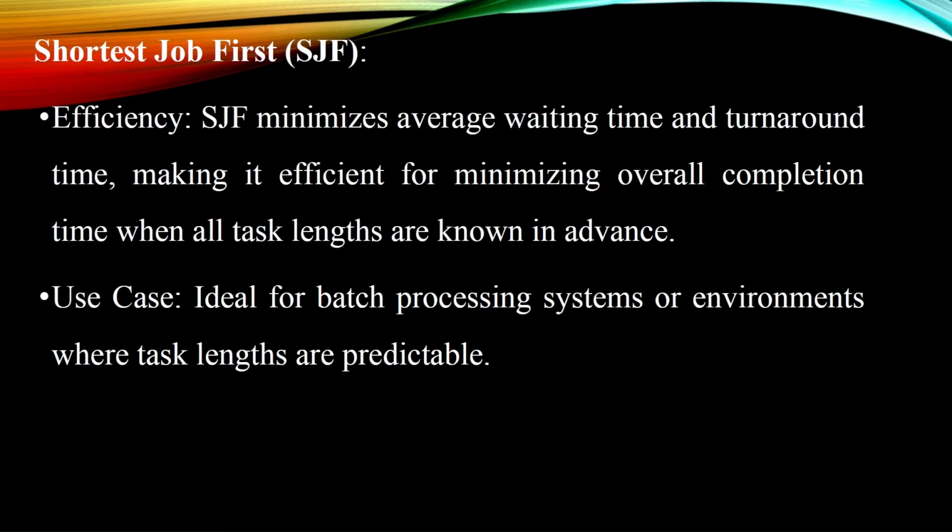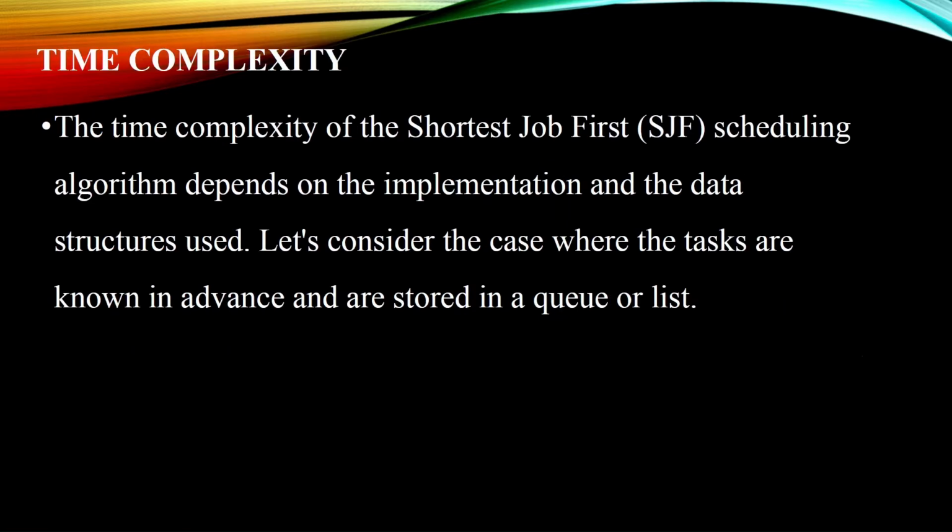So let us look at the efficiency of SJF. SJF minimizes average waiting time and turnaround time, making it efficient for minimizing overall completion time when all task lengths are known in advance. So in this SJF algorithm, we are given the task lengths in advance in order to find the average waiting time and turnaround time, making it efficient and minimizing overall completion time. So the use case is ideal for batch processing systems or environments where task lengths are predictable.